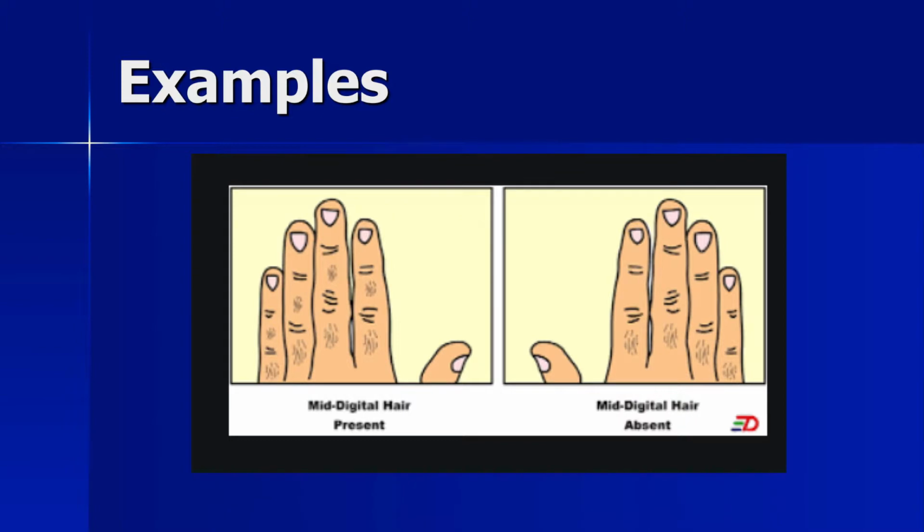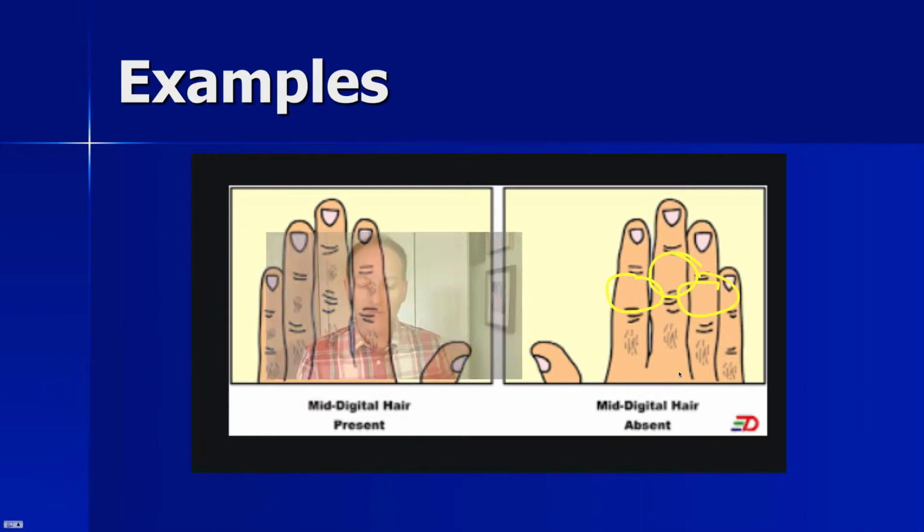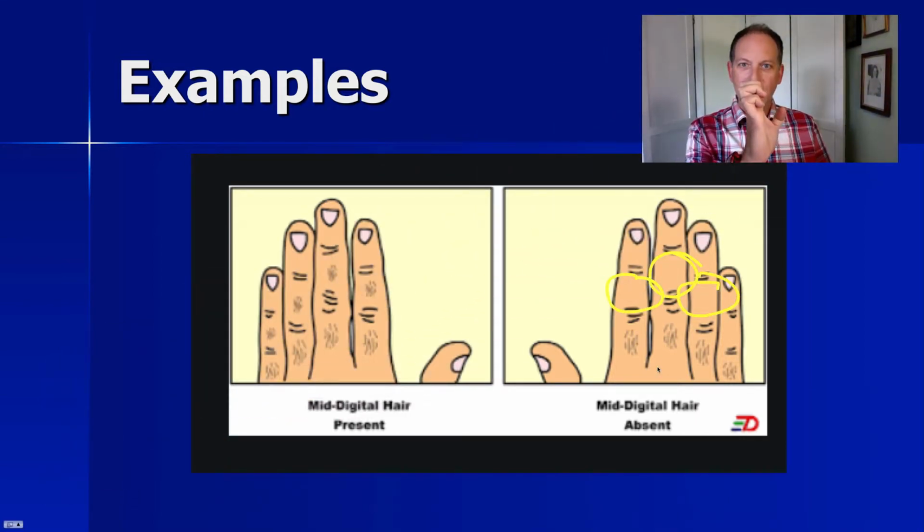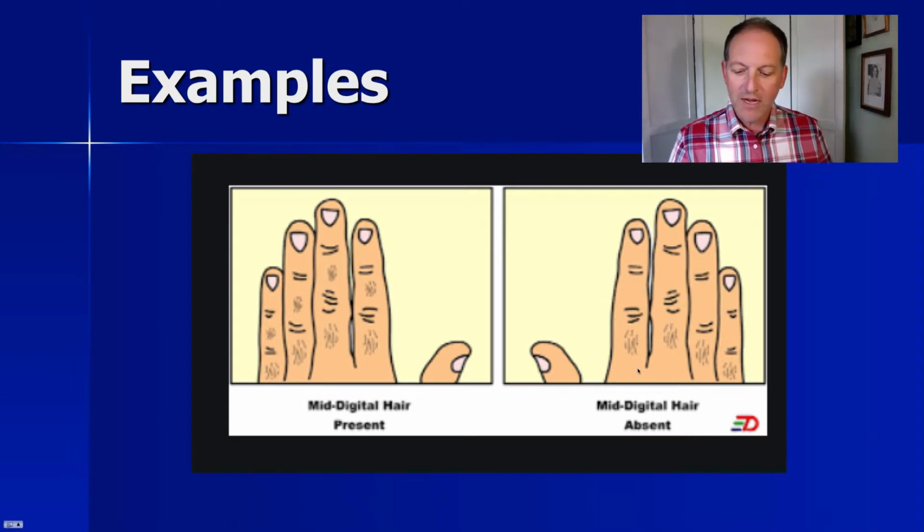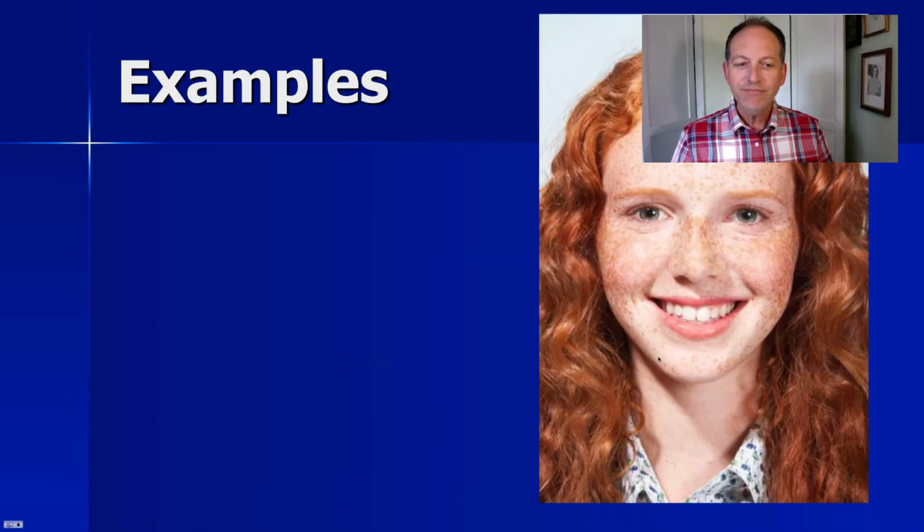This is something called mid-digital hair. That's a big fancy way of saying whether you do or don't have hair on this knuckle. So if you look at this knuckle right here on your hand, write down whether or not you do have hair, like this dude does, or not. And lastly, freckles. You either have them or you don't.